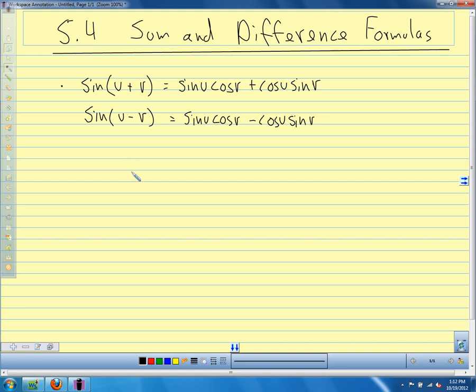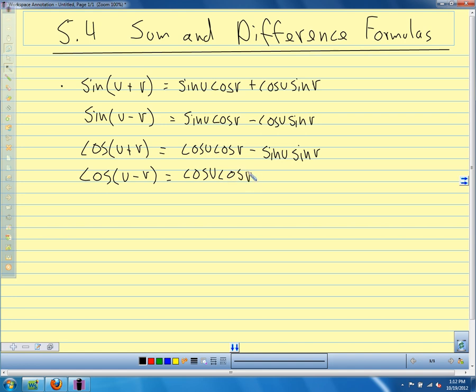And then the formulas for cosine, similar, but with some important differences. So we have cosine of a sum, u plus v, is cosine u cosine v minus sine u sine v. And then we have our difference formula, u minus v: cosine u cosine v plus sine u sine v.